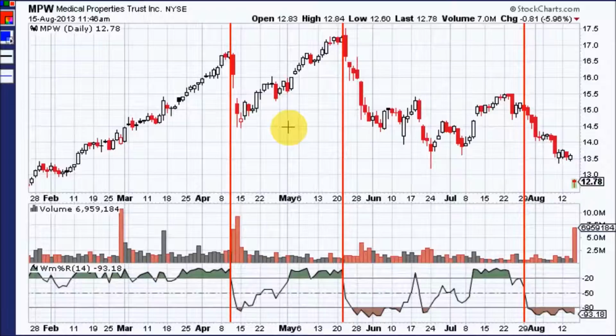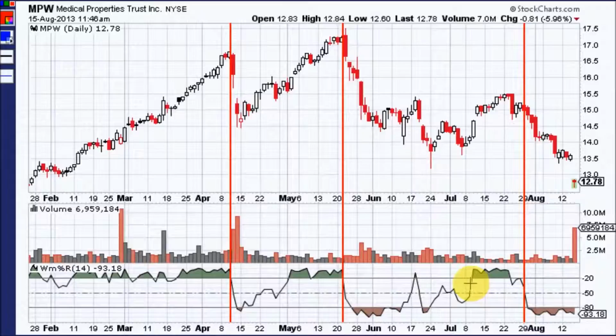Now let's take a look at the sell signals. After being overbought for a couple of months, MPW finally lost support on all of these lows here at %R, falls through the -50 line and crashes. Same thing here. There is no dip below -20, and when it finally breaks below -20 and down through the -50 line, the stock really goes down again.